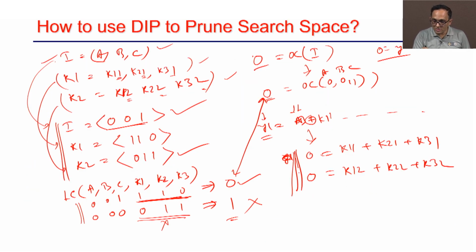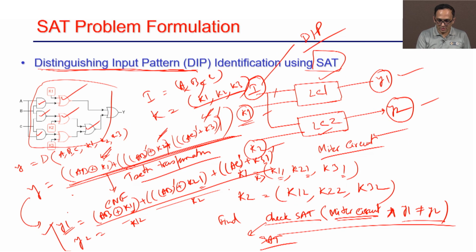This constraint is not removing only one key; it is basically saying that this value will be 0. So there will be many key combinations that will be removed from this now. Okay, this is what I am going to do. Then I am going to add this constraint to my previous formulation, which is this check set, and I again call the SAT solver.